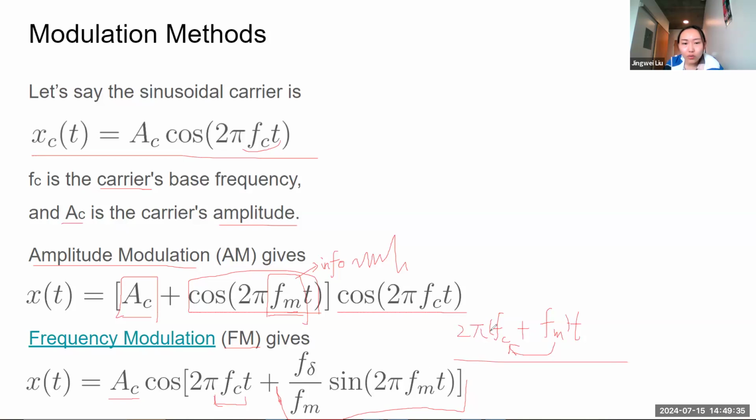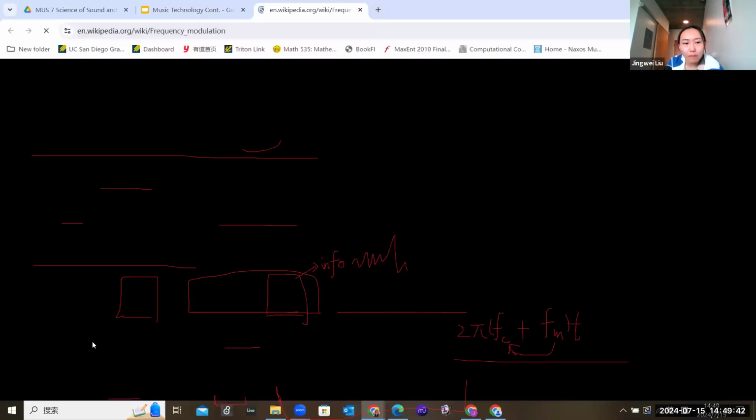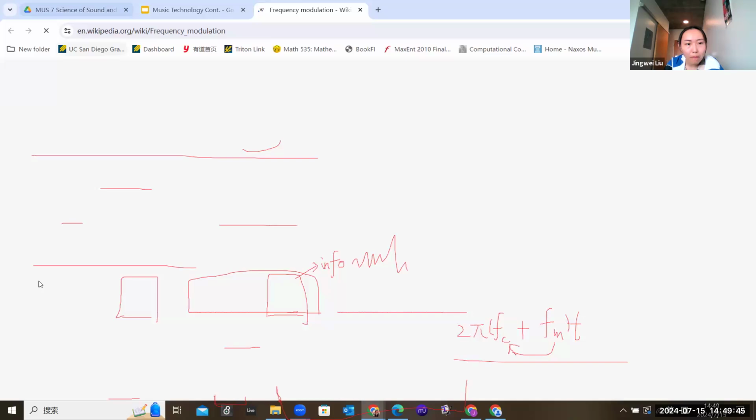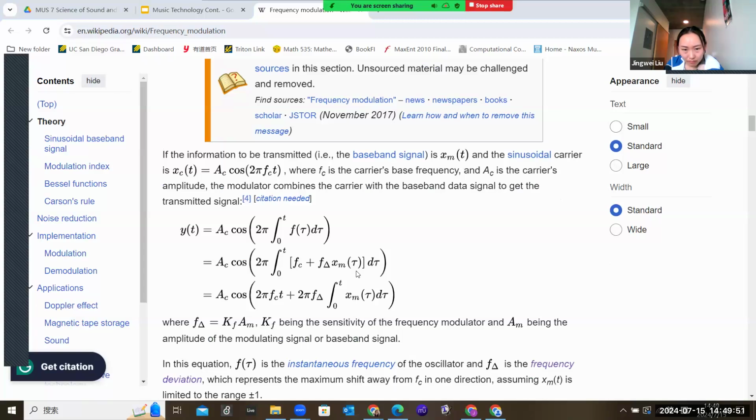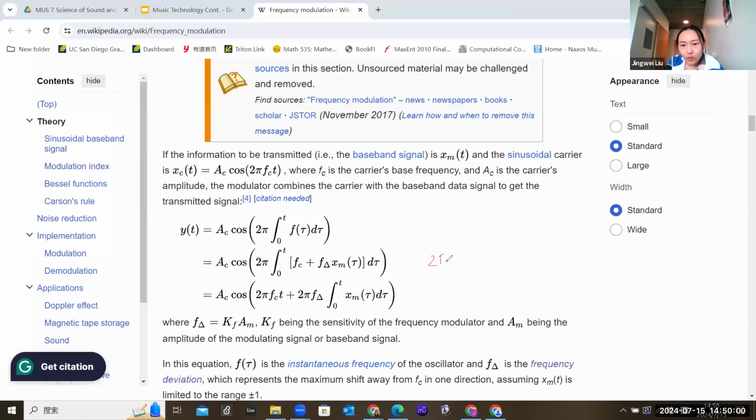To explain this, I will use this link. The reason is here. I just wrote, if you think about this easily, it should be 2 pi FC plus FM t, right? So why is it not of this form? Actually, because FC is a constant, so it's not a function of t, but FM is time varying. So FM is a function of t.